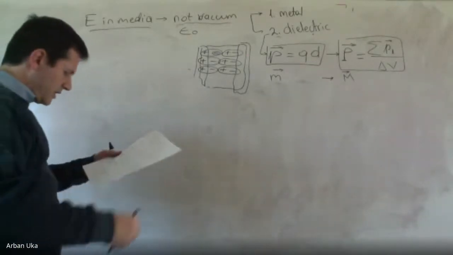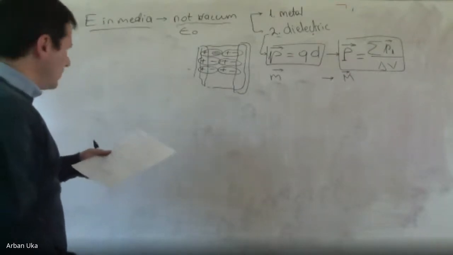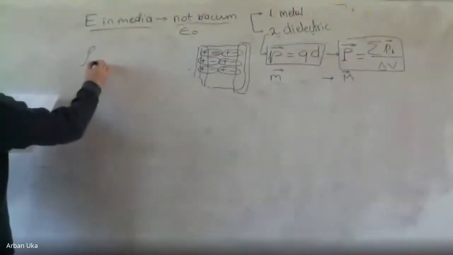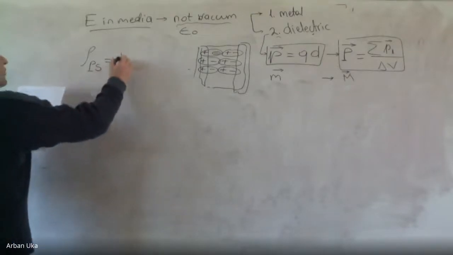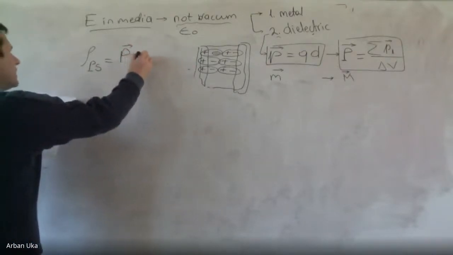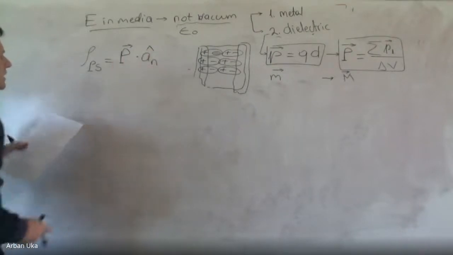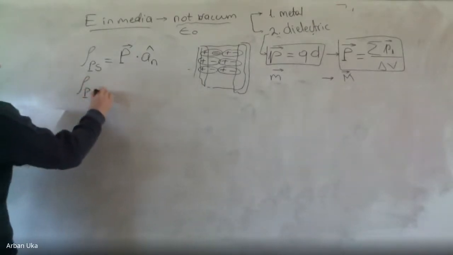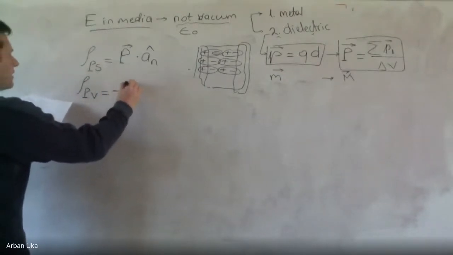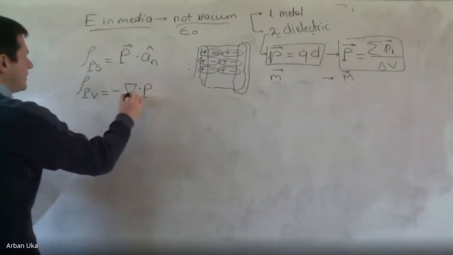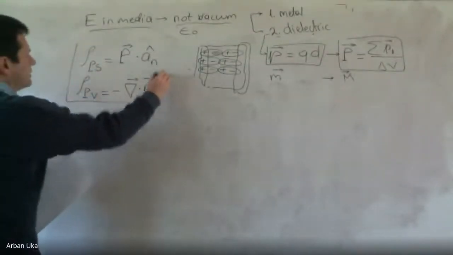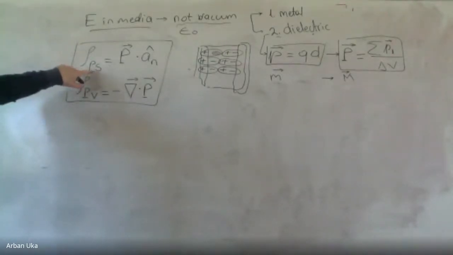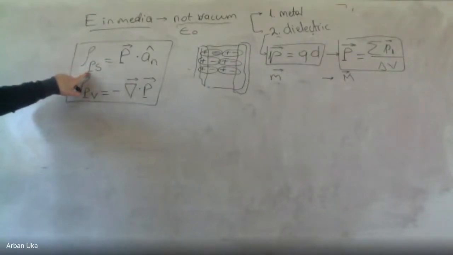So the more dipole moments we have, the more polarization we get, and because of this polarization, we can derive two important quantities. Rho ps is equal to the polarization vector dot an. We'll explain in a moment what they are, and we also have rho pv, which is equal to minus the divergence of the polarization vector P. Now, let's try to explain what these are. So this is the charge density because of the polarization on the surface.